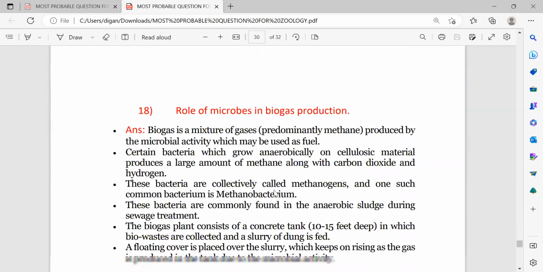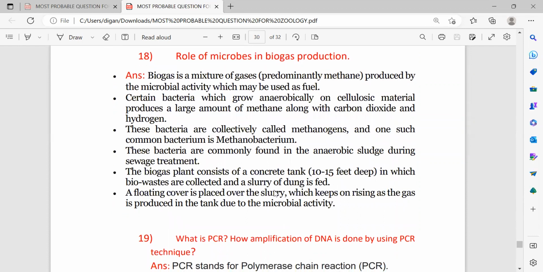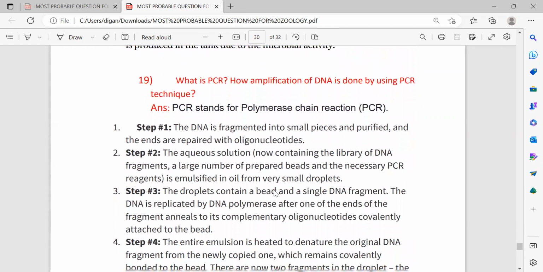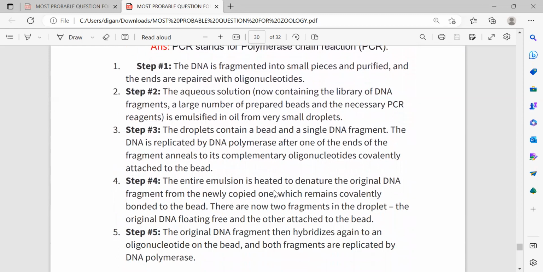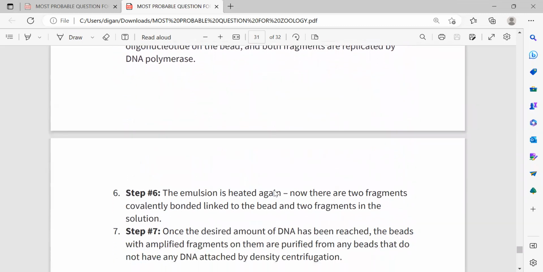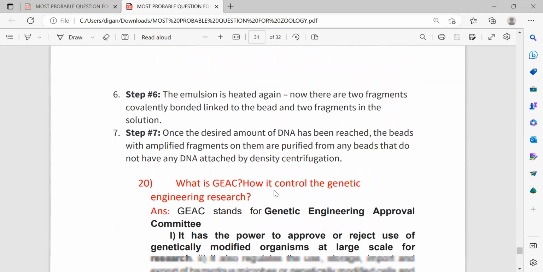Role of microbes in biogas production. So here the role of microbes means the role of bacteria, everything is given here. What is PCR? How is amplification of DNA done by using the PCR technique? This is also very important. So these are the different steps. This is given for 5 marks. If 3 marks come, you just write one step.